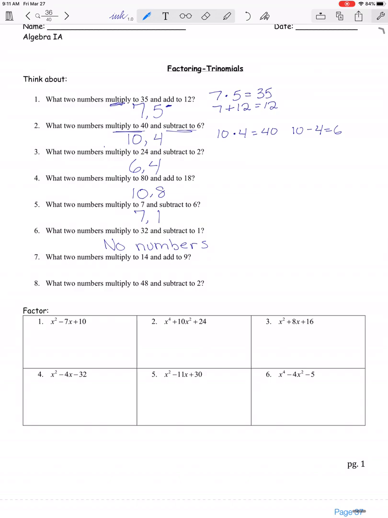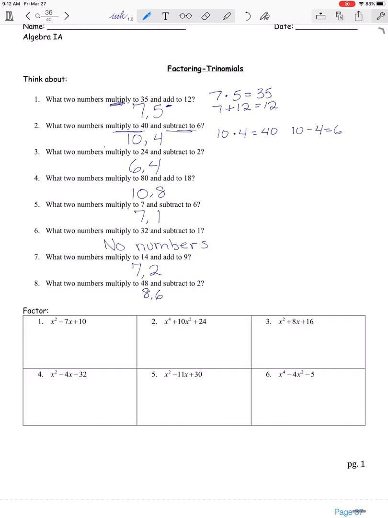Number 7, two numbers that multiply to 14 and add to 9 would be 7 and 2. And for number 8, two numbers that multiply to 48 and subtract to 2, that would be 8 and 6. Now we are going to be using this skill when we factor trinomials.